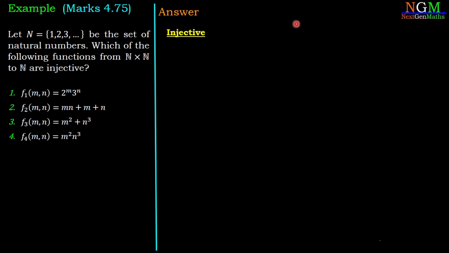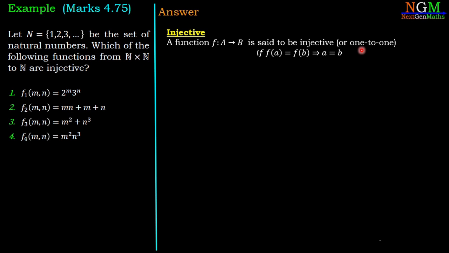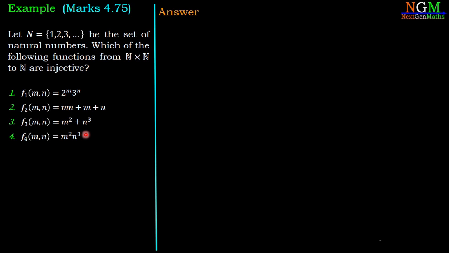It is a problem of injective functions, so we begin with the definition of an injective function. A function f from A to B is said to be injective or one to one if f(a) equal to f(b) implies a equal to b. That means if the images of two numbers are equal, then the numbers must be equal. Or if a not equal to b, then f(a) not equal to f(b). That means if numbers are not equal, then the images must not be equal. Any function which satisfies this condition will be an injective function. We have been given four options and we will check all the options one by one.